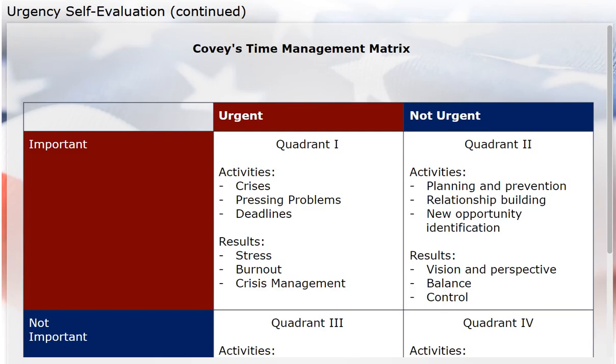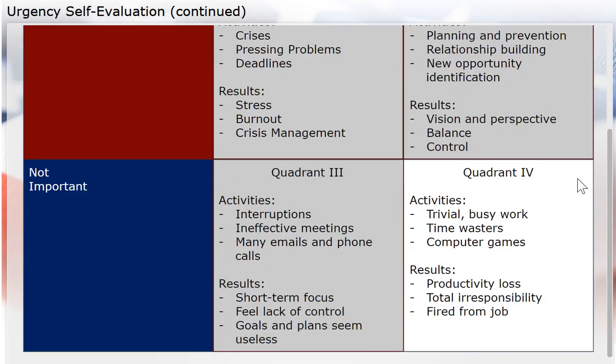Covey's time management matrix shows a relationship between urgency and importance, as well as describes typical activities and results of these activities within 4 quadrants. Managers often operate in Quadrants 1 and 3, but should strive toward the activities and results in Quadrant 2. Managers and all employees should be aware of the time wasters found in Quadrant 4, which you will learn about later in this module.